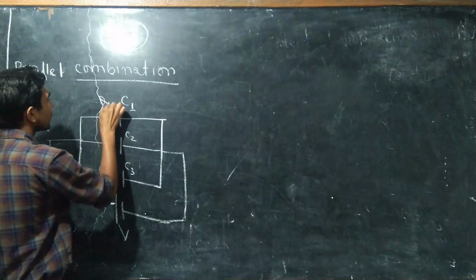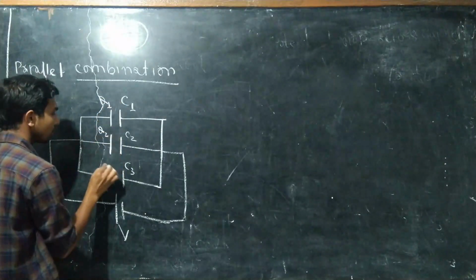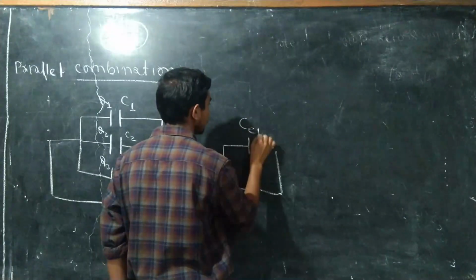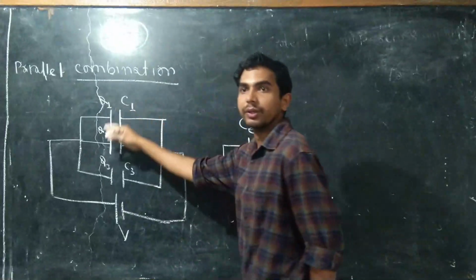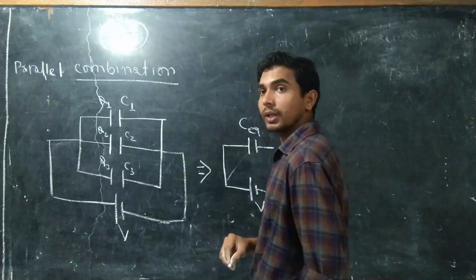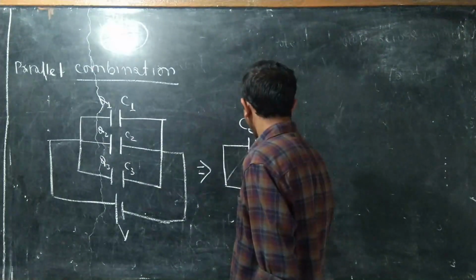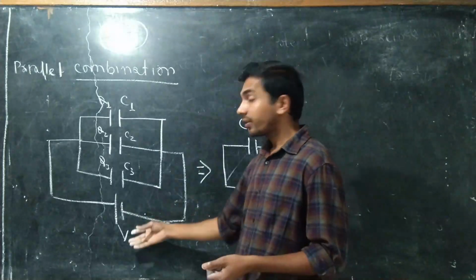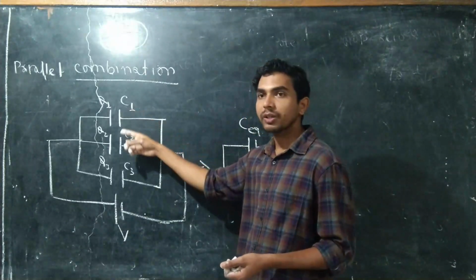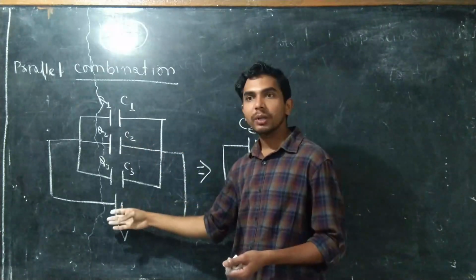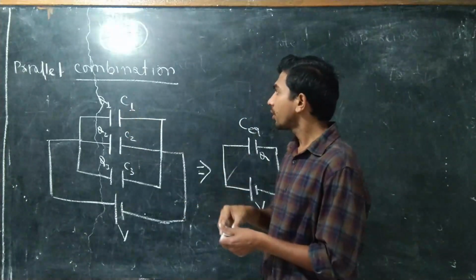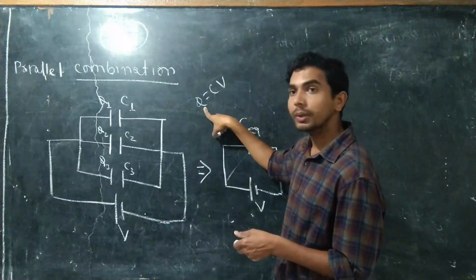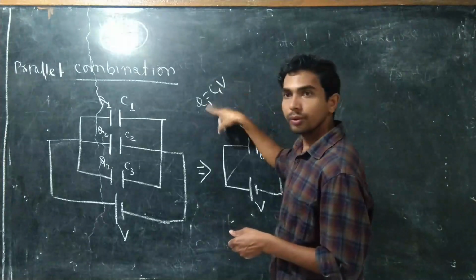Suppose this one is having charge Q1, this one is having charge Q2, this one is having charge Q3. And suppose this is C equivalent of these capacitances, having charge Q. Potential is same, but capacitance of each capacitor is different, so charge on each capacitor will be different. Now you know Q is equal to CV. V is same, but C is different, so Q will be different. So Q1 will be C1 into V.